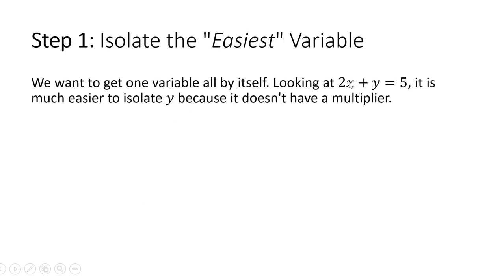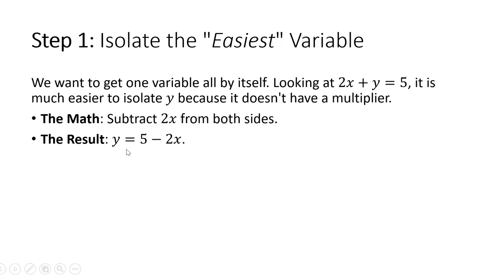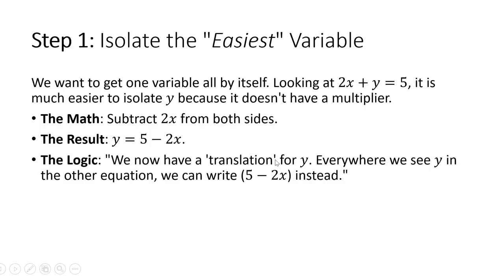So isolate the easiest variable. We want to get one variable all by itself. Looking at 2x plus y equals 5, it is much easier to isolate y because it doesn't have a multiplier. Basically, it has 1 in front of it. So subtract 2x from both sides, and you're left with y equals 5 minus 2x. So there's the first manipulation. Now you have a translation for y, something that you can substitute in instead of y.